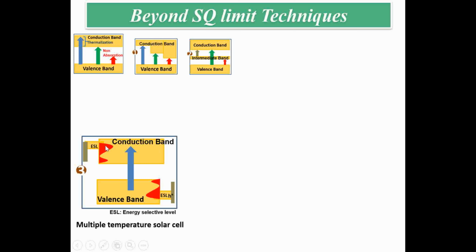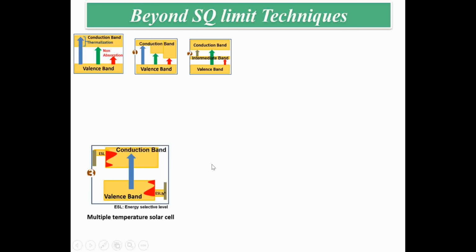Okay. And then there is one technique which is the hot carrier solar cell or multiple temperature solar cell. A high energy photon is absorbed, and that high energy photon generates a high energy electron, and that electron, instead of relaxing to the minimum of the conduction band, is collected at this high temperature itself by an energy selective contact. Okay. So this is known as the hot carrier solar cell. This will generate high voltage output and reduce the thermalization loss.